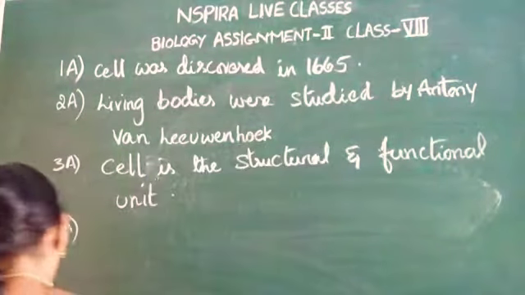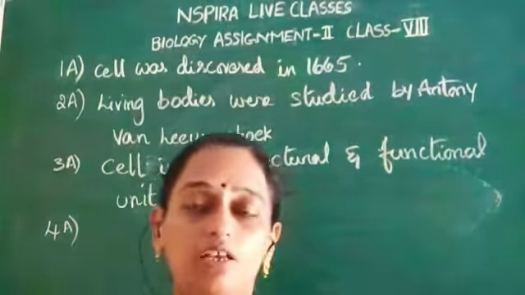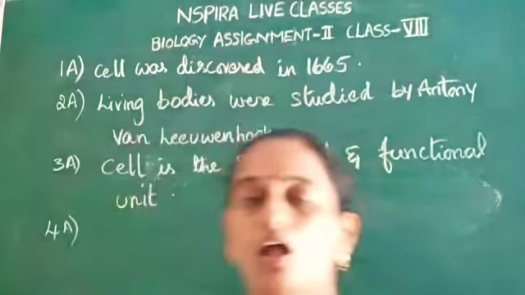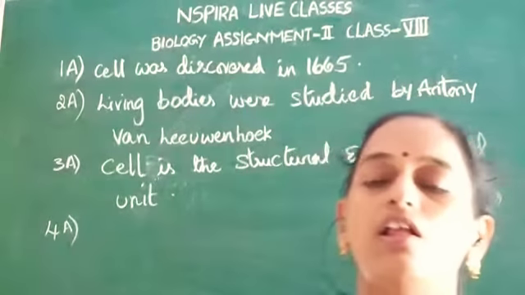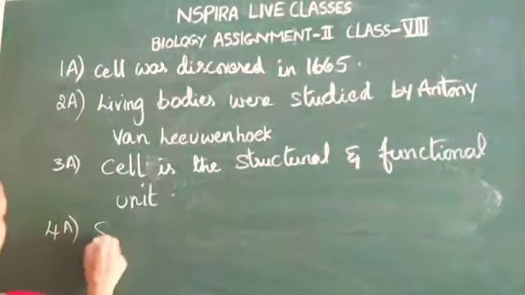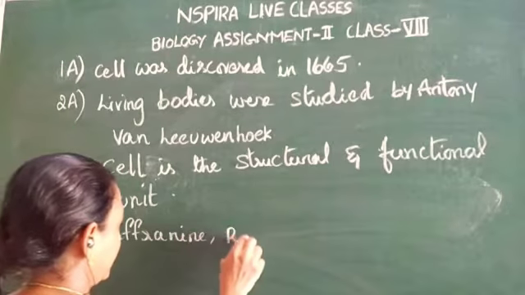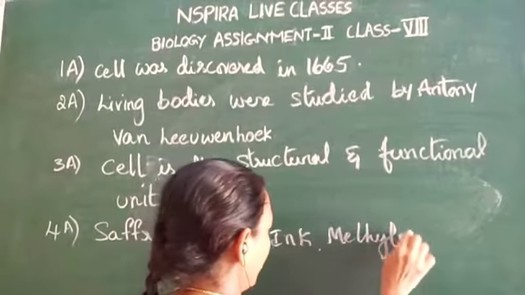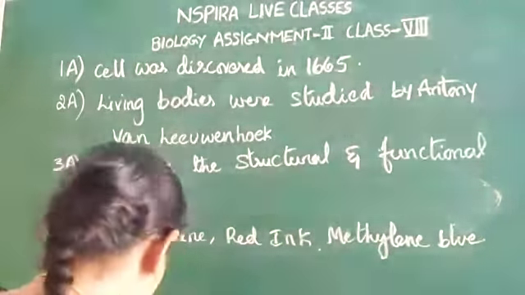Next, fourth one, give the names of different stains. What is meant by stain? Stain is a colored substance which is useful for observing the parts of a cell clearly. And the examples are safranine, red ink, methylene blue. You can write all these things.